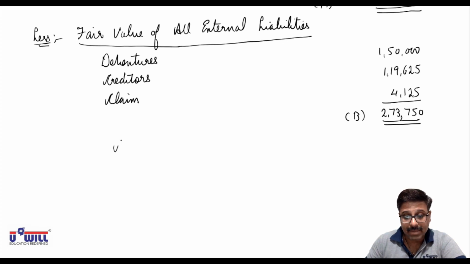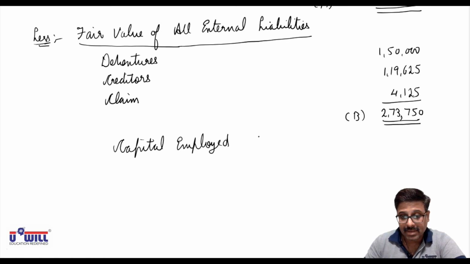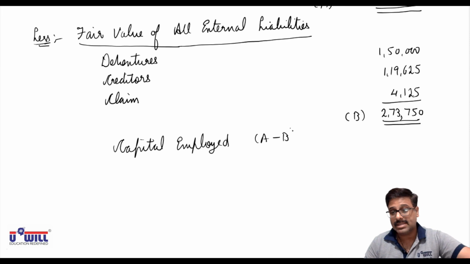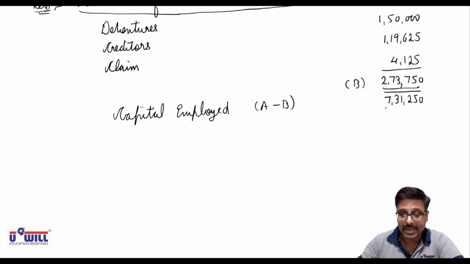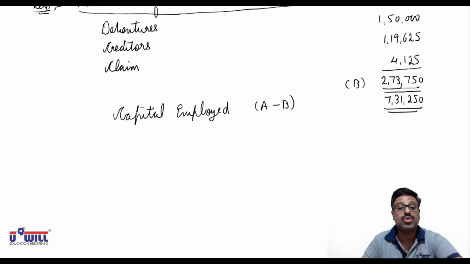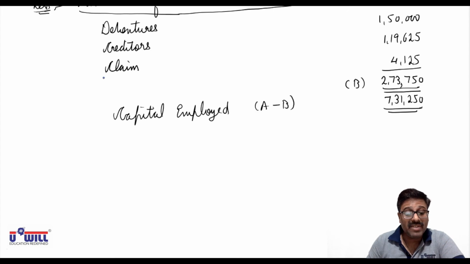Now capital employed will be A minus B, that is fair value of all trade assets minus fair value of external liabilities. So what did we get? Fair value of all trade assets 10,05,000 minus 273,750. So capital employed is 731,250. And as given in the question, closing capital employed itself is to be taken as average capital employed, and we will solve the question. So now we find the goodwill.